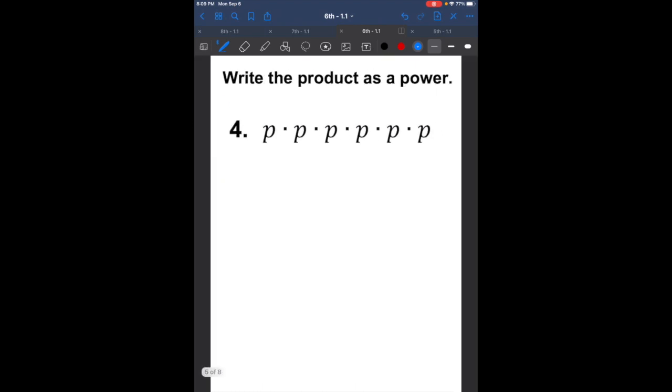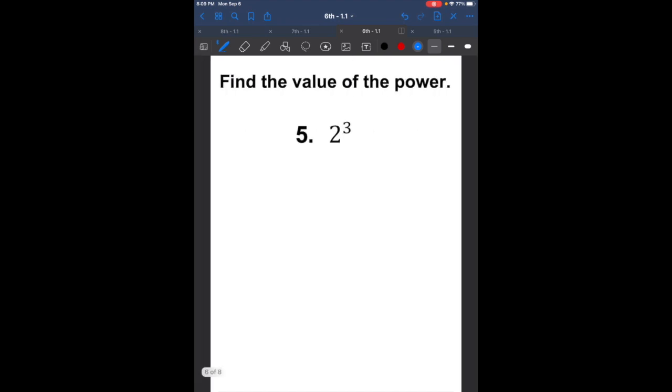It says write the product as a power. Alright, don't get confused because you just see the letter P. Make sure you just, same rules apply. So we have the letter P, and let's see how many we got. We got 1, 2, 3, 4, 5, 6. So that's going to be P to the 6th power. Oh, and we're done. Let's move on to the next one.